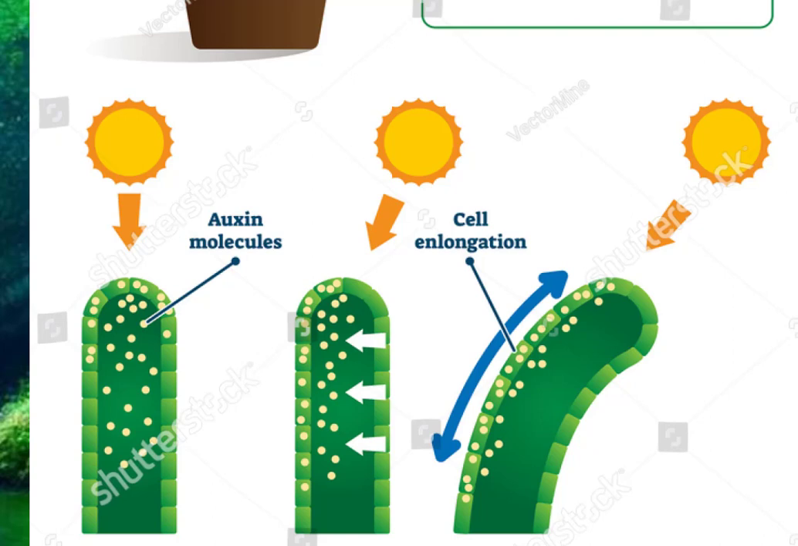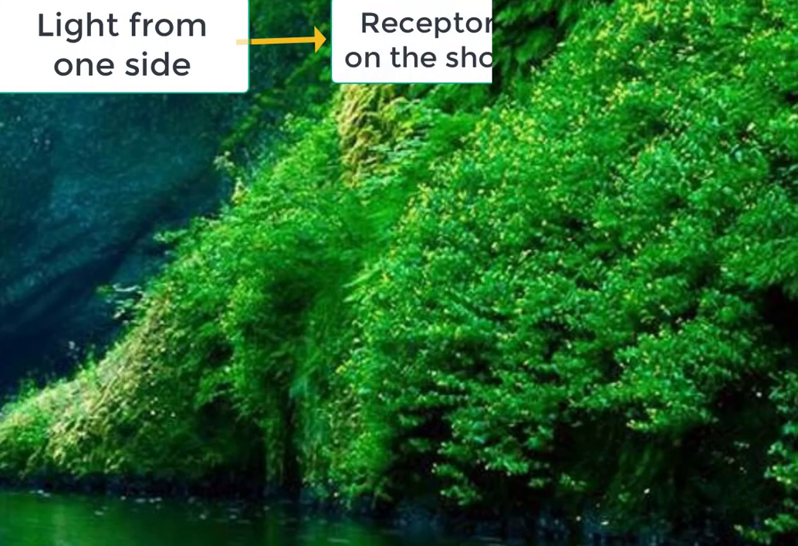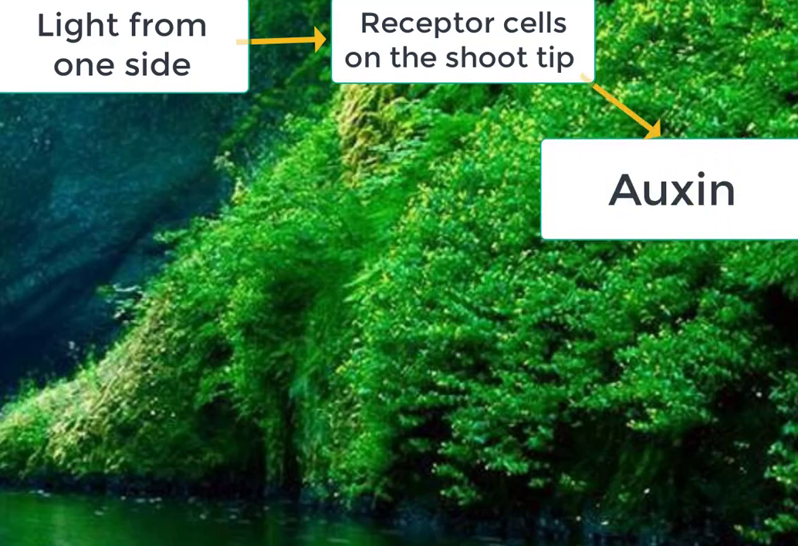Let us see the generalized model of a plant's behavior or response in case of one stimulus, light intensity. There is light from one side of the plant. Receptor cells on the shoot tip detect the stimulus and initiate the production of auxins. Auxins, in this case as the linking or coordinating system, are produced and moved away from the exposed side to the shaded side of the plant.